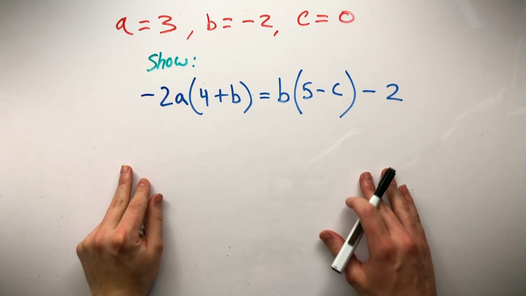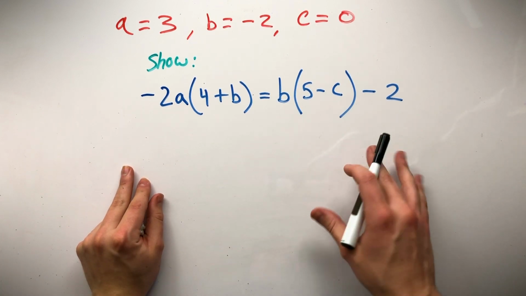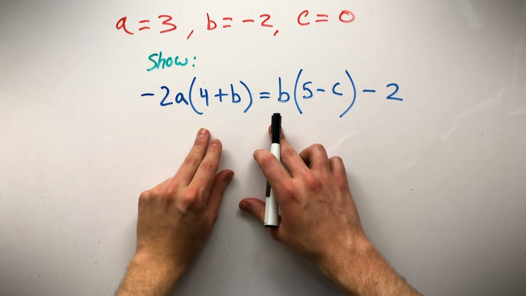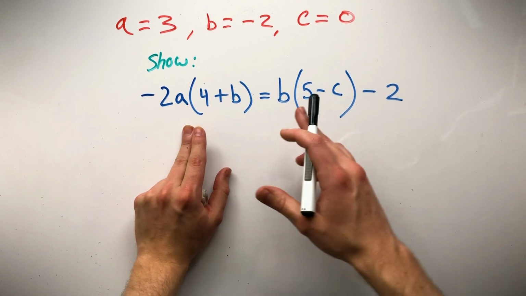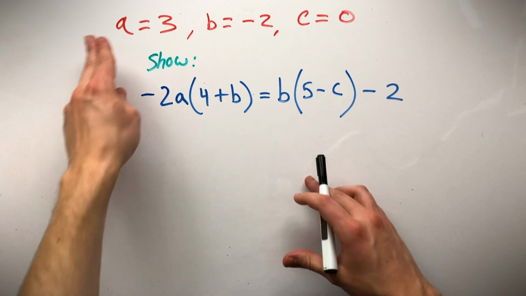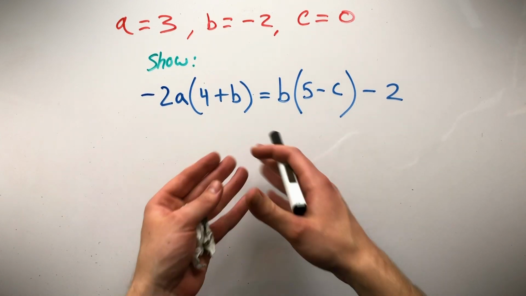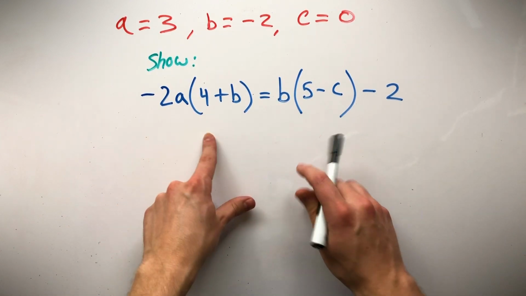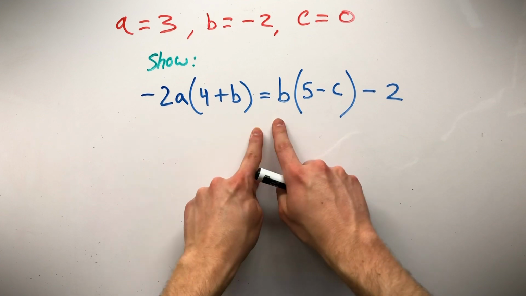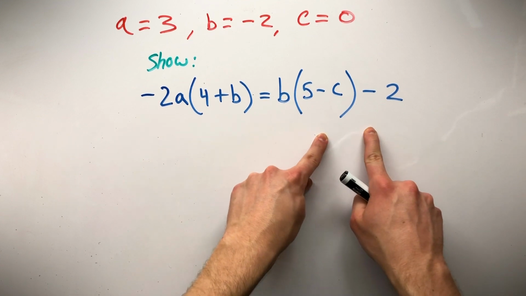In addition to just simply simplifying algebraic expressions, we might come across a problem like this one, in which we're actually going to substitute values for variables to either simplify or, in this case, show that one part of an expression is equal to another part of an expression.